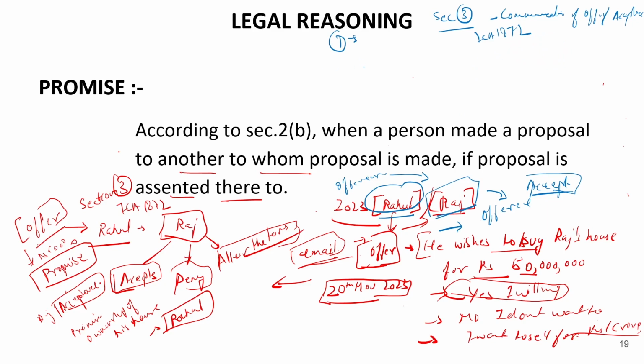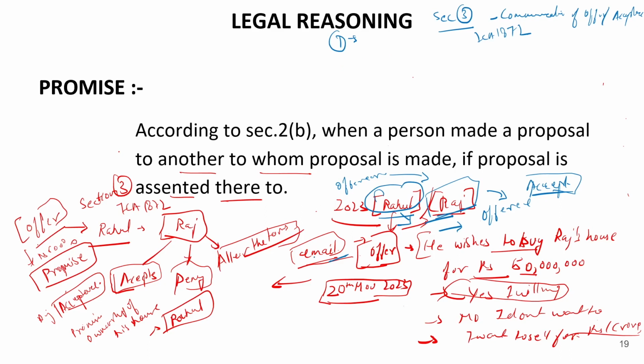So here, the intention is shown by Rahul when he sends this email to Raj. So what is he doing? He is typing the mail. He is sending the mail to Raj stating that, see, I want to purchase your house for rupees 50 lakhs. Are you willing to sell your house to me? This is the offer.